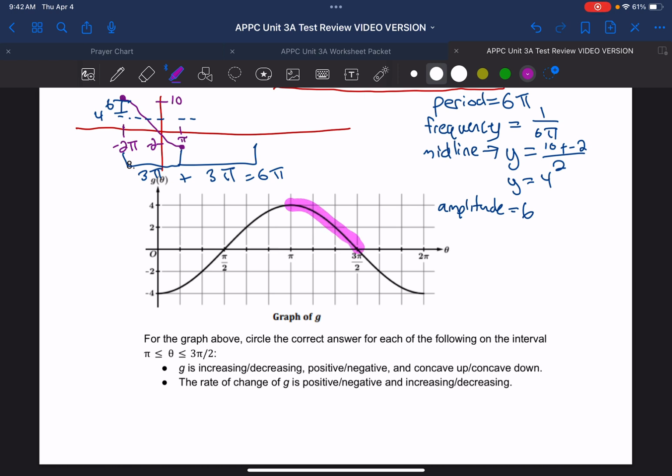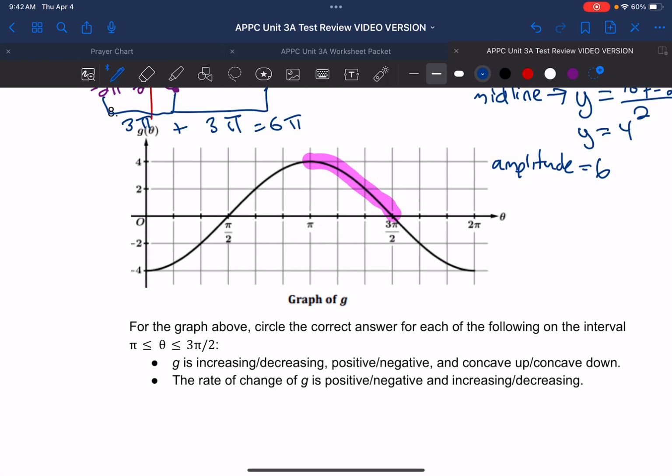This portion of the graph. It wants to circle something about each. So this first bullet point has 1, 2, 3 things to answer. So the function itself is going down, so it is decreasing. The function itself is above, like from here to here, it is positive because my y values are all positive. And then this portion of the graph here is concave down like a frown.